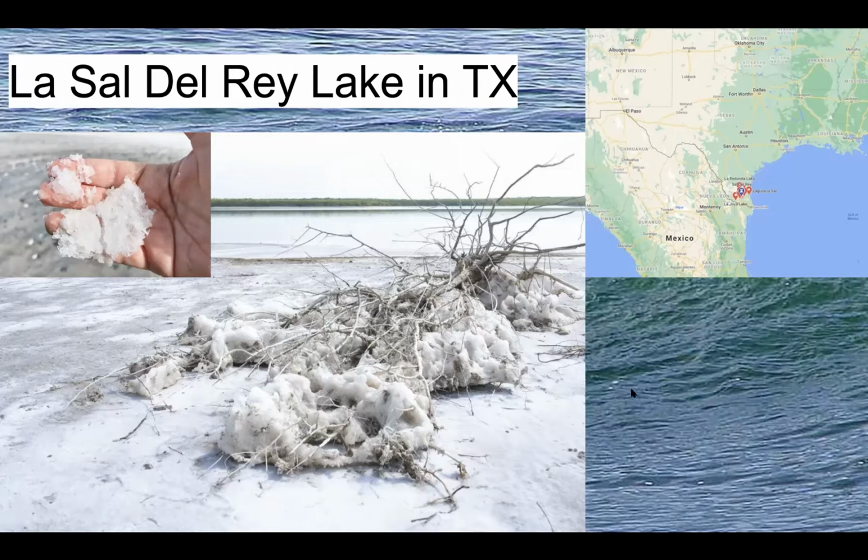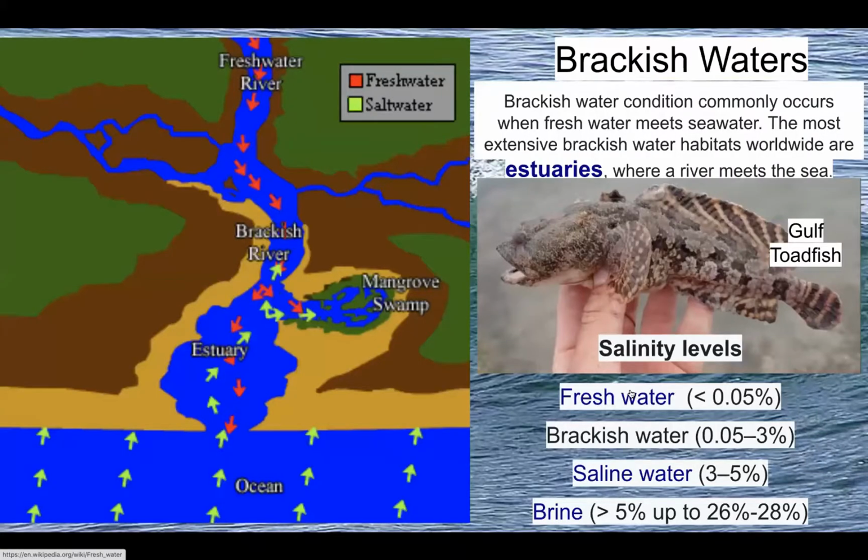So let's look at another example. We also have what are called brackish waters. Now, brackish waters are a little bit different. Brackish waters occur when fresh water, which we learned about earlier with Miss Nash, meets the seawater. And the most extensive brackish waters are very interesting habitats for a lot of different animals. So when we have fresh river water meeting seawater, we have what's called an estuary. That's where a river meets a sea or ocean.